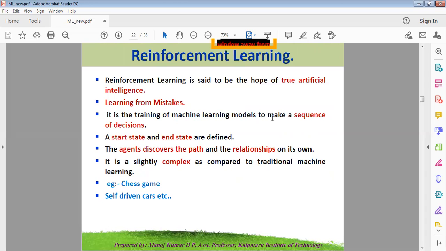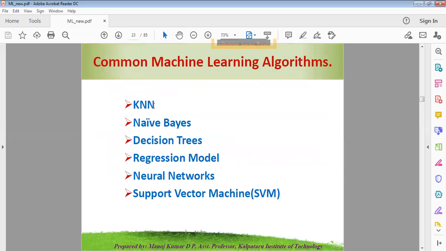It is a training of machine learning to make a sequence of decisions. The start state and end state are defined. The agent discovers the path from start state to end state. It is complex compared to other machine learning. Example, a chess game. So chess game will come under this, as it has a start and end state, right? Self-driving cars will also come under this. So next we will come to the common machine learning algorithms.